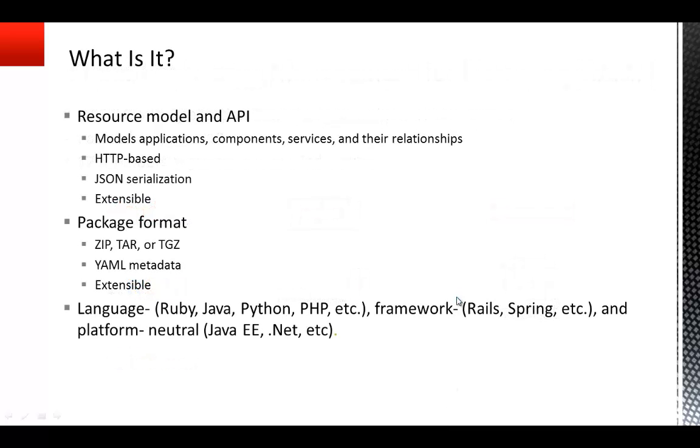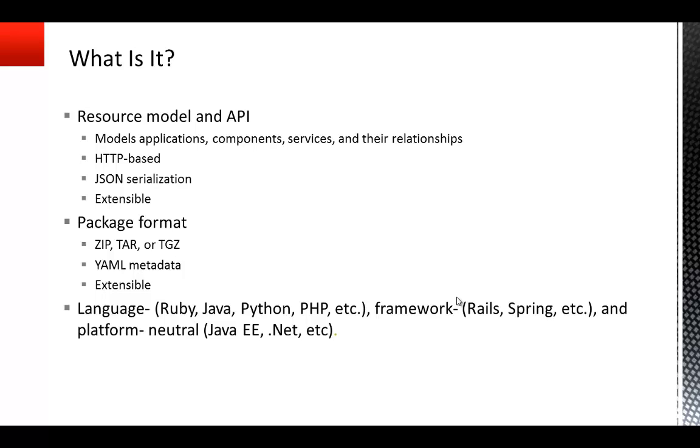The CAMP specification has basically two parts to it. One of them is a resource model for representing applications and their components, and an API for manipulating that model. The API is HTTP based. It supports JSON. The only serialization format it supports is JSON, and it's highly extensible. And we'll get into why extensibility is so important later on.